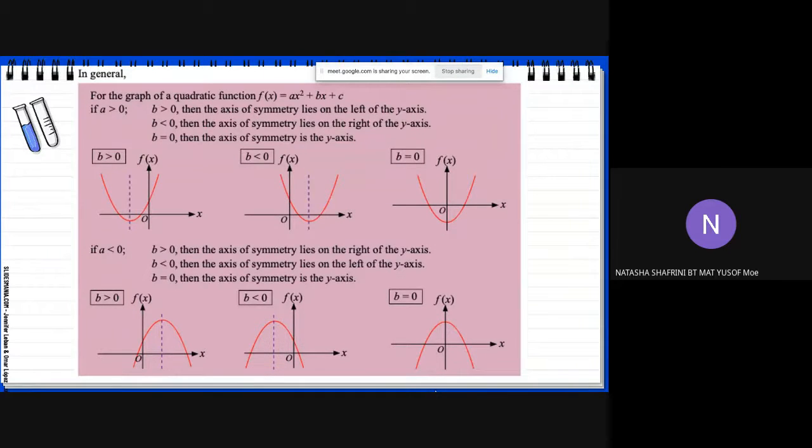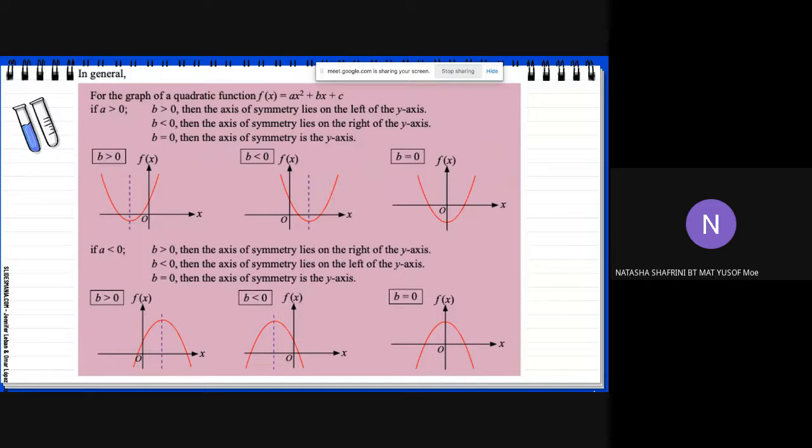Kalau B equals 0, then the axis of symmetry will be Y equals 0 lah sebab dia dekat sini. Dekat B equals 0, dia punya axis of symmetry sebab dekat origin tadi. So dia punya axis of symmetry akan jadi X equal 0. Okay, boleh faham ke? Okay, axis equation of line of symmetry akan jadi X equal 0.